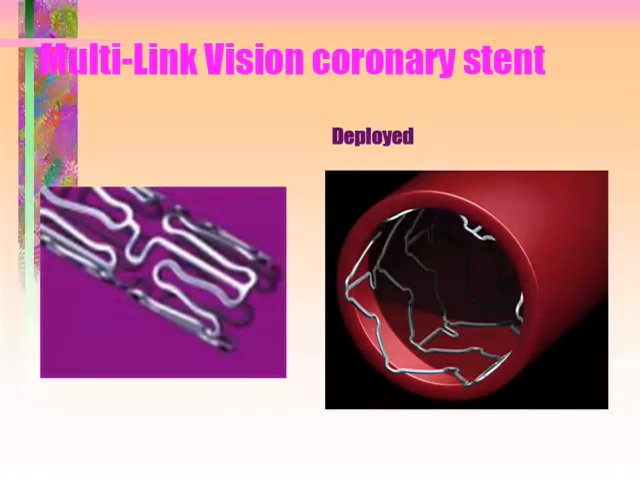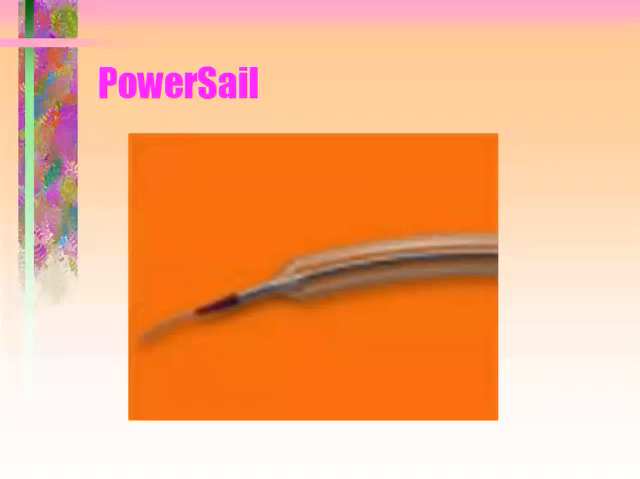And here's looking at some of the different stents. This is a multi-link vision coronary stent on the left, and it's showing it deployed in the artery on the right. And this is a power sail, where the catheter piece, the tip, is going toward you on the left, and then the sail is on the right, and that's an inflated balloon. And this is then showing the drug-eluting stent, because the drug is coming off of that.